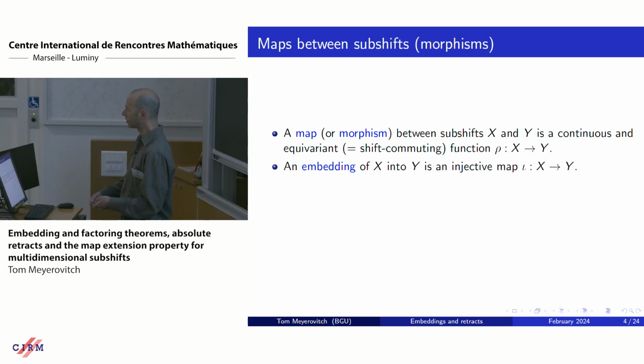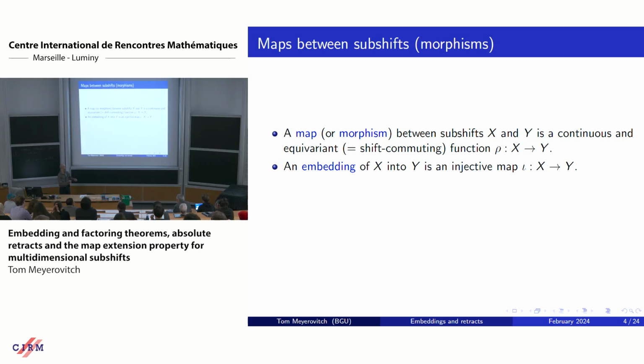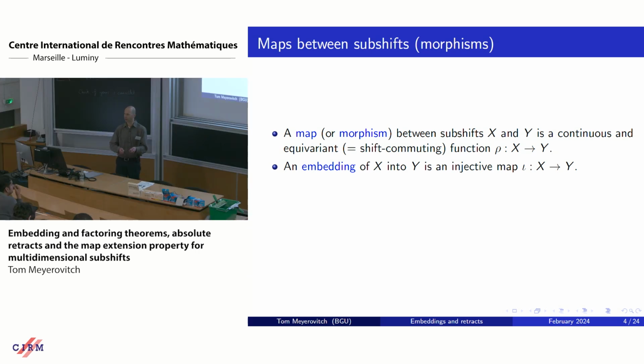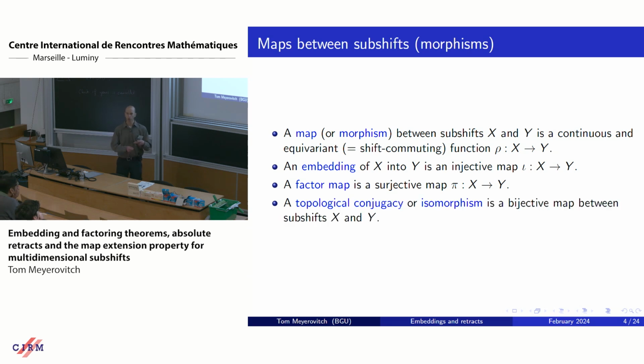And then there are special maps. An embedding is an injective map. We say X embeds in Y if there is an equivariant continuous function from X to Y that is injective. As Jarkko showed, it's impossible, unless you are in Z or something, to know whether something is injective or not. But okay, there are things that are injective. And a factor map, this is the commonly used term, is a surjective map. We say Y is a factor of X if there exists a surjective equivariant map from X to Y. And a topological conjugacy, or an isomorphism, is a bijective map.